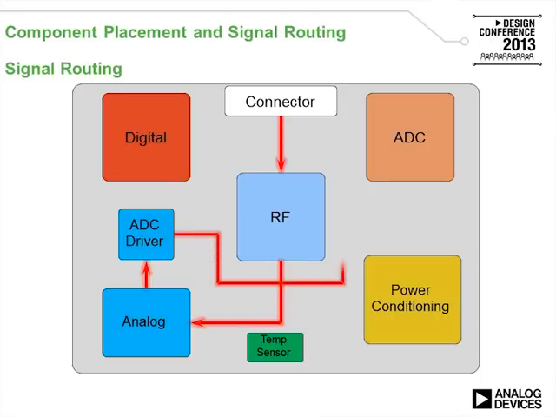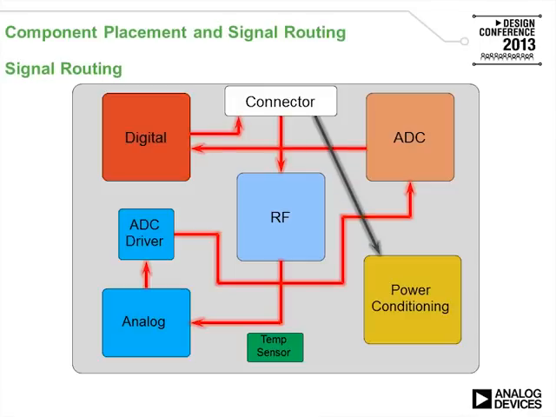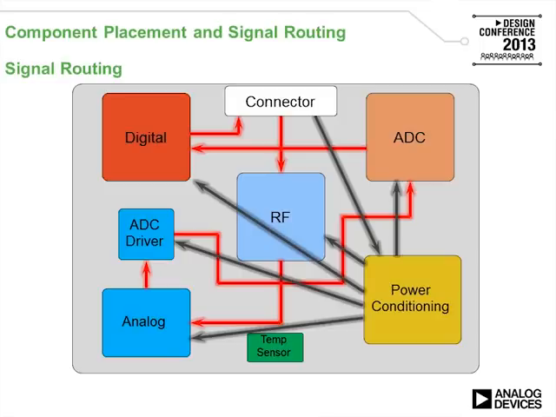From the connector it goes through the RF, then it goes into an ADC, goes into the digital system, goes back to the connector. We also have power conditioning, where from the connector you connect to the power conditioning and you power up all the sections as required. Make a note that the placement here is not optimized. For an optimized placement, we need to minimize the crisscross.